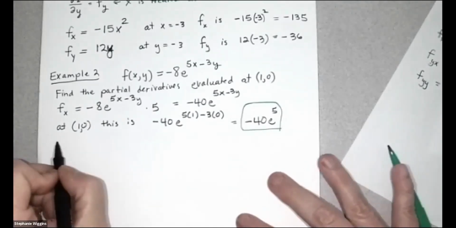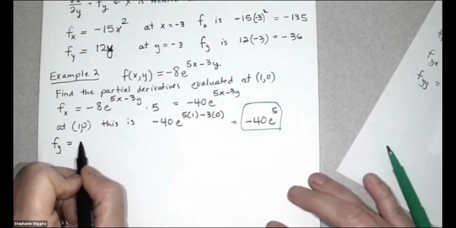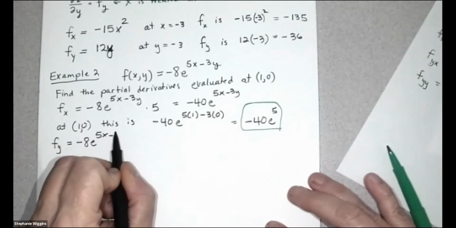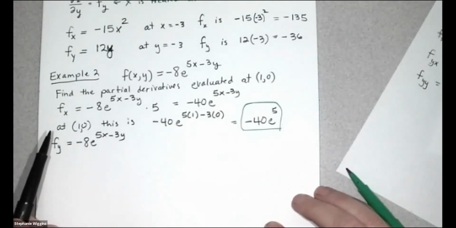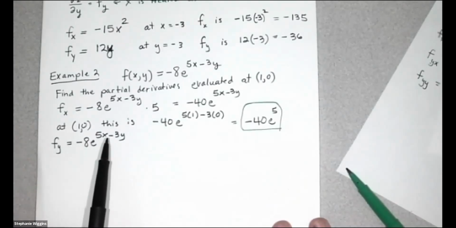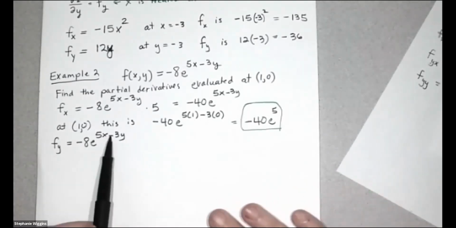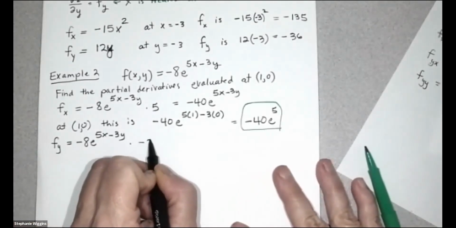Now doing it for the partial derivative with respect to y. You copy what you see and then multiply by the derivative of the exponent. Now we're differentiating with respect to y, so that means we're holding x constant. The derivative of a constant is 0, so the derivative of 5x is going to be 0. The derivative of negative 3y with respect to y is going to be negative 3.